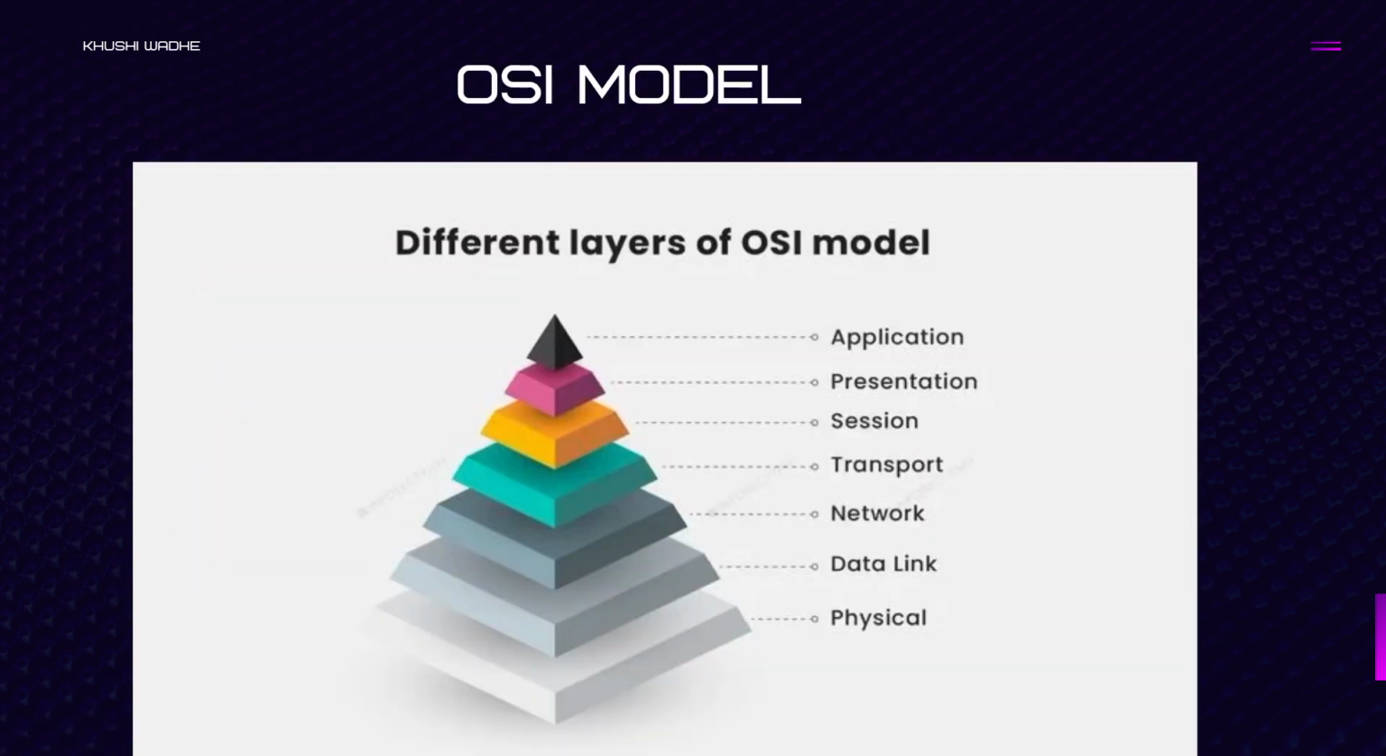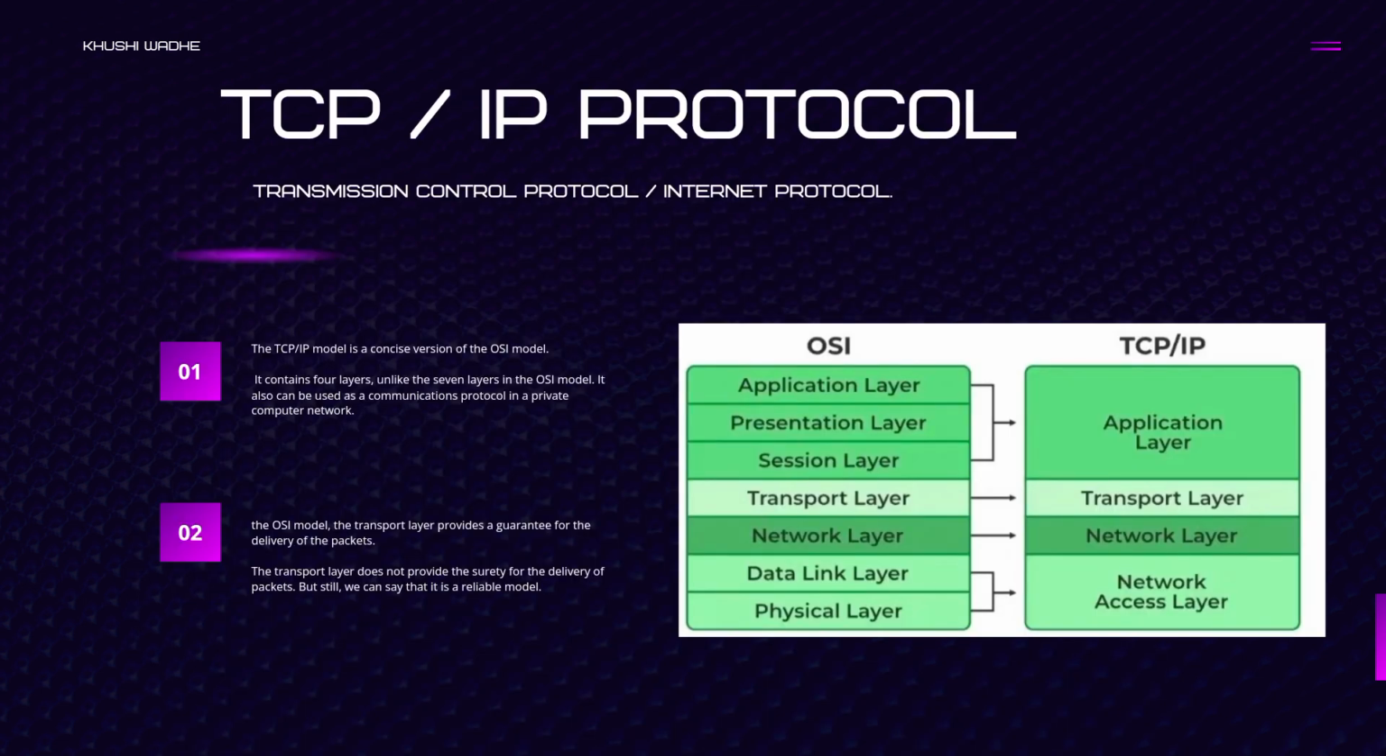OSI consists of 7 layers and each layer performs a particular network function. The 7 layers of the OSI model are the physical layer, the data link layer, the network layer, the transport layer, the session layer, the presentation layer and the application layer. These are the 7 different layers of the OSI model.